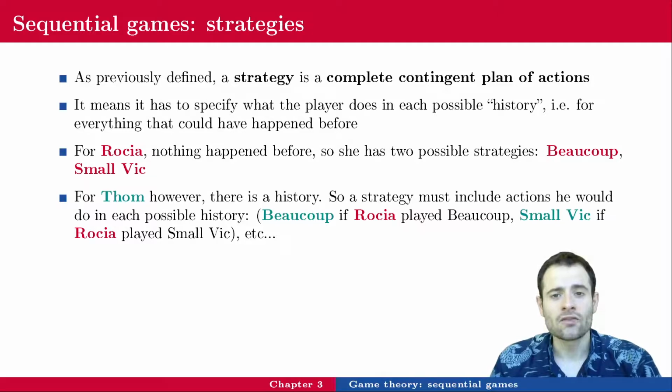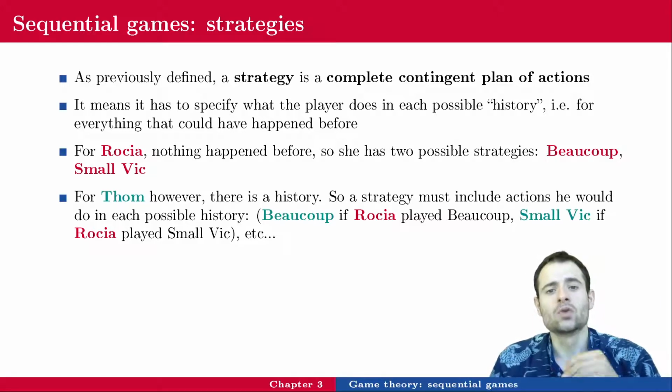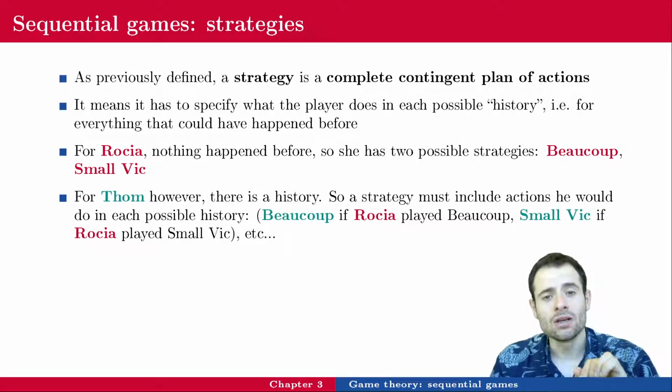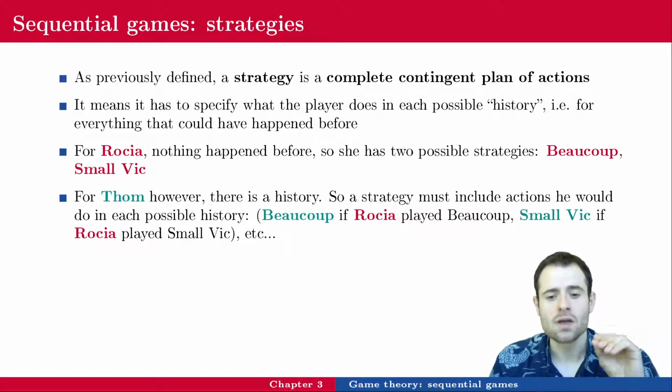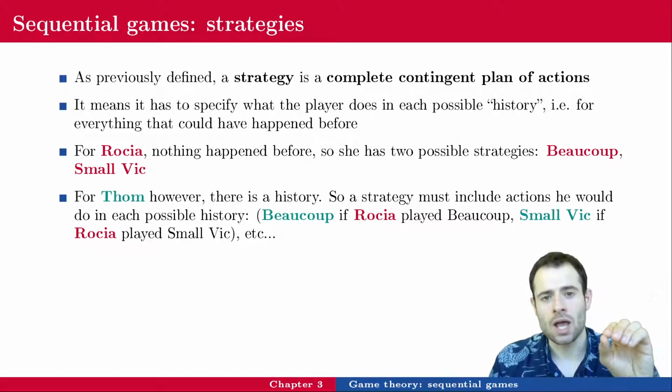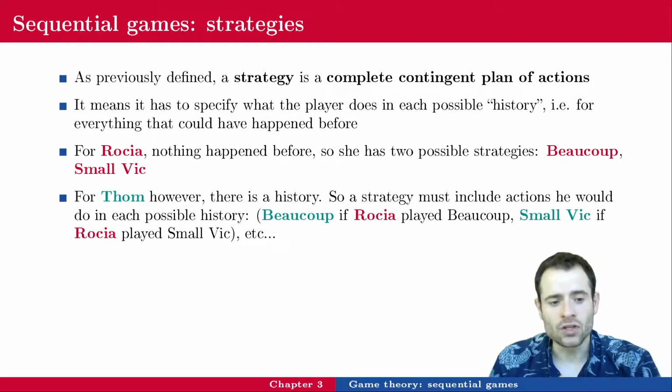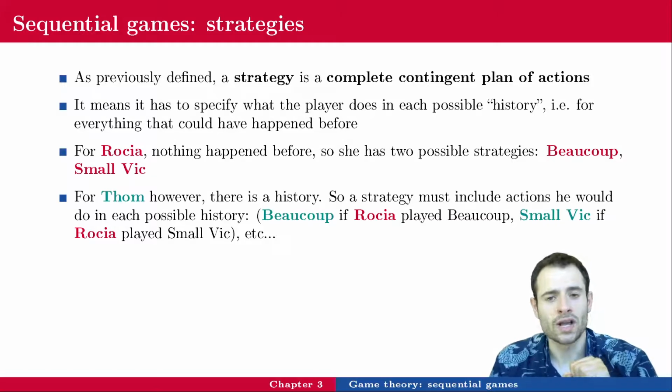So Tom's strategies must include all the actions he would do in each possible history. So instead of just saying he can go to Beaucoup or Small Victory, that those are actions, a strategy is going to list the actions in each case. So, for instance, Beaucoup if Rosia played Beaucoup, Small Victory if Rosia went to Small Victory. So that covers the two possible actions that Rosia can take.